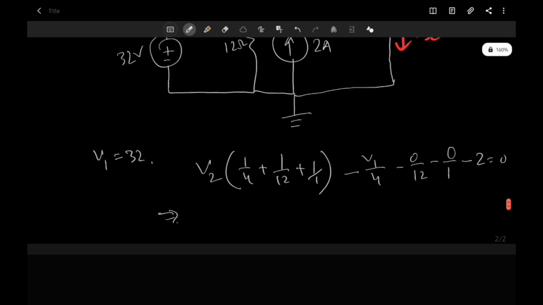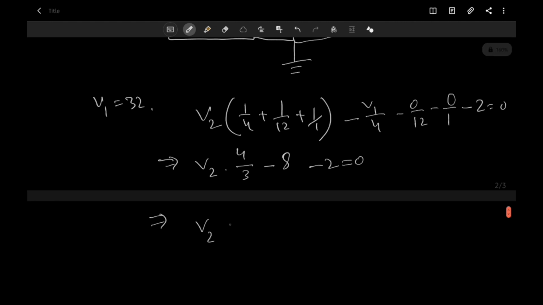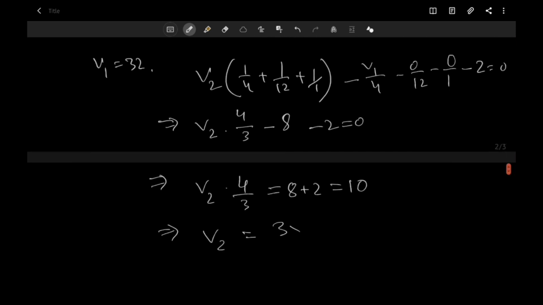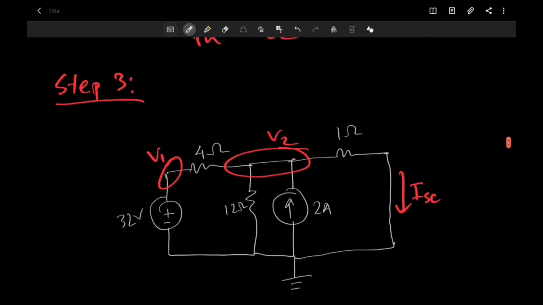Okay, so we have V2 times, we have already calculated that to be 4/3, minus V1/4 minus 2 equals 0, and V1 is just 32, and 32/4 is 8. So almost the same calculation, but this time we have V2 times 4/3 equals 8 plus 2, which is 10, and V2 equals 3 times 10 divided by 4. So this just equals 15/2 or 7.5 volts. So V2, this voltage, is 7.5 volts.